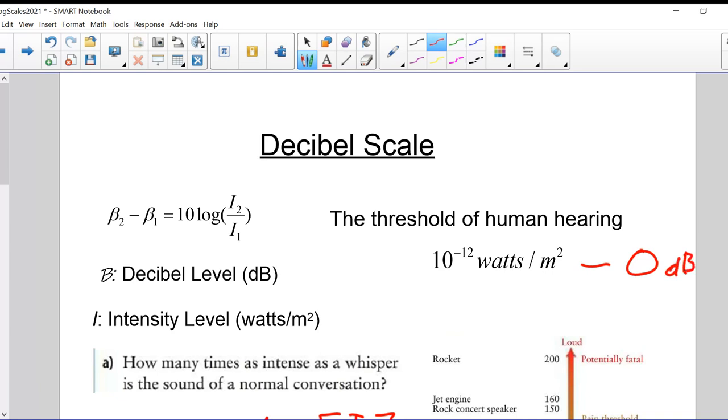We can't hear anything that's less than 10 to the minus 12. Not that it doesn't exist, not that nature doesn't have that sound intensity. It's just that we can't hear it. Our biology is not set up to, well, for most average people anyway.